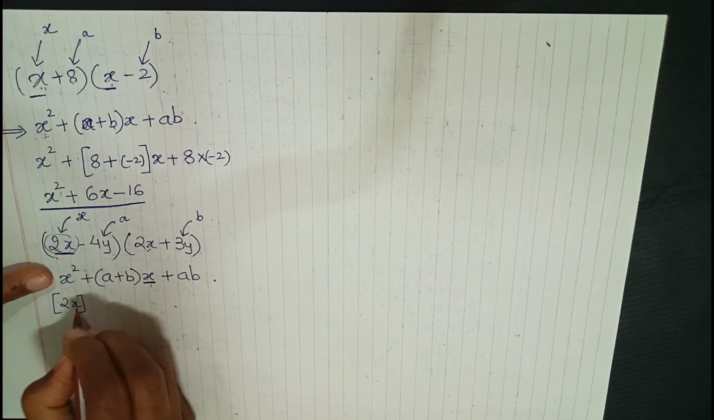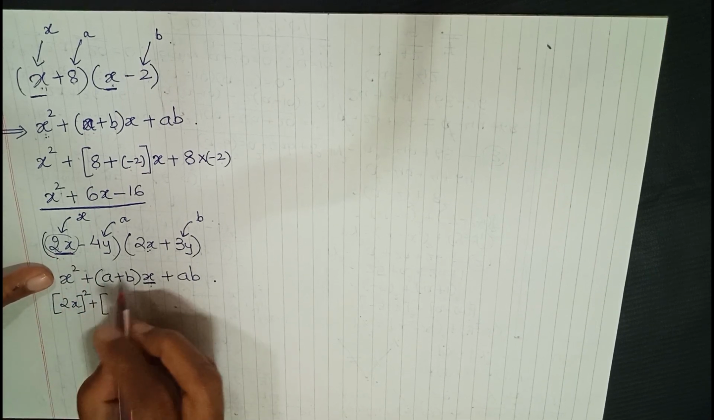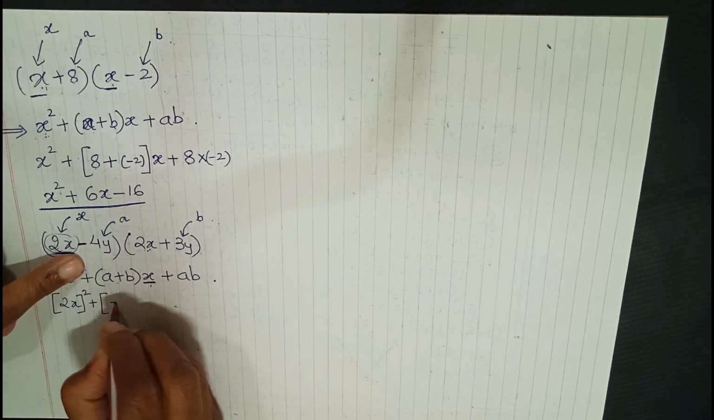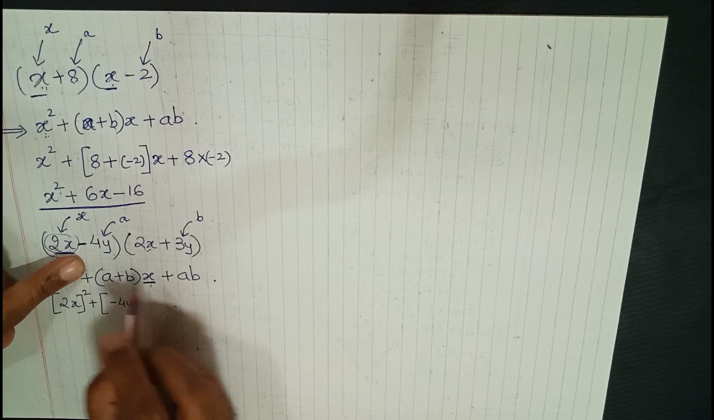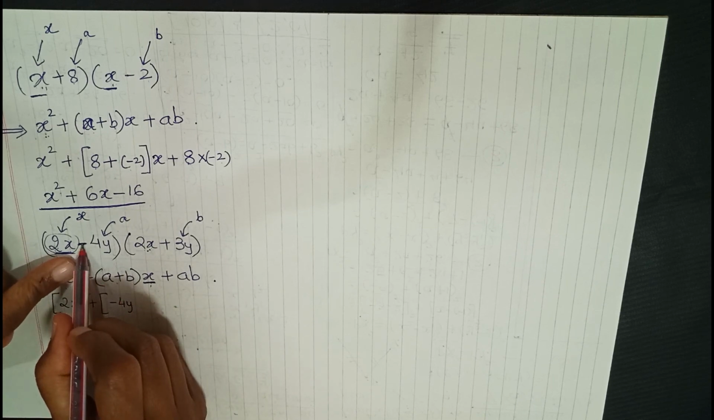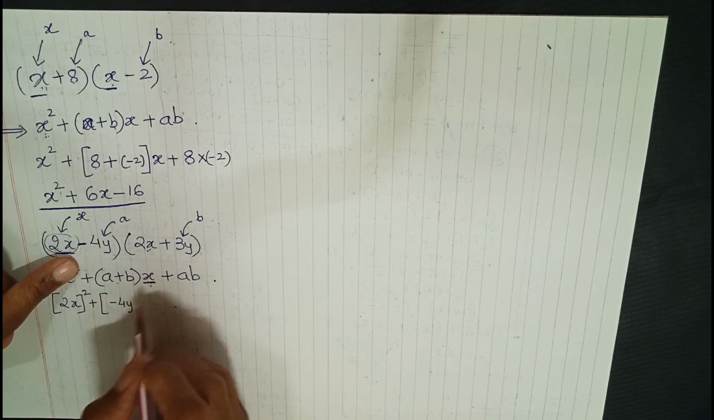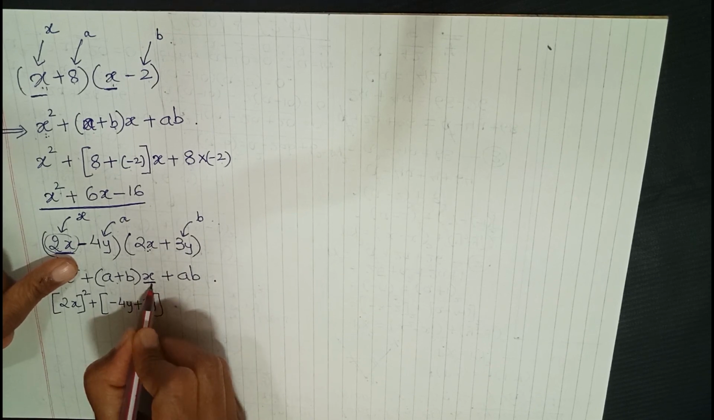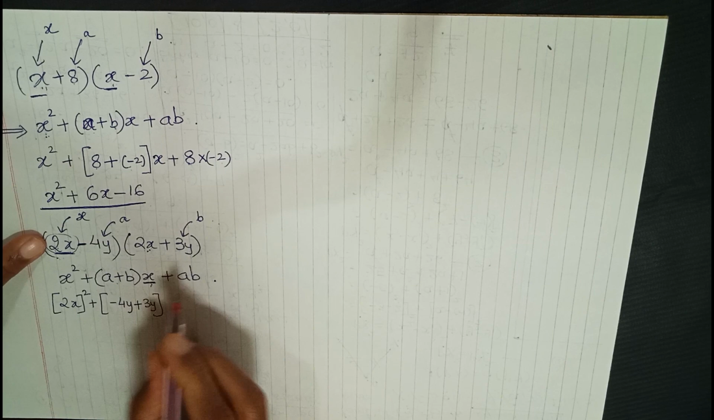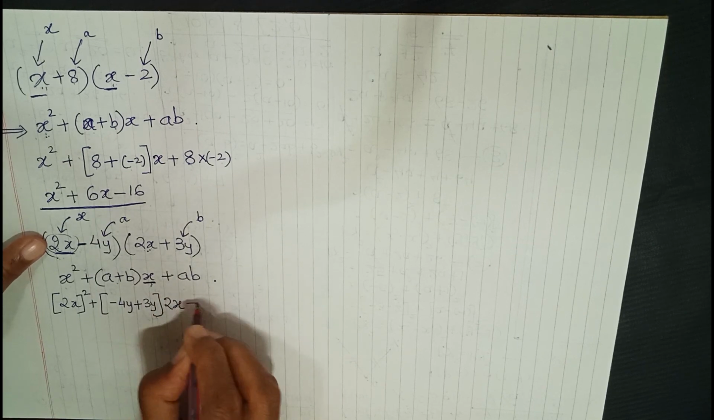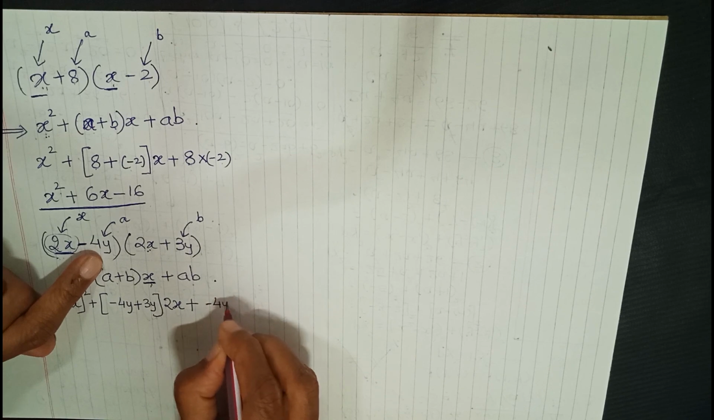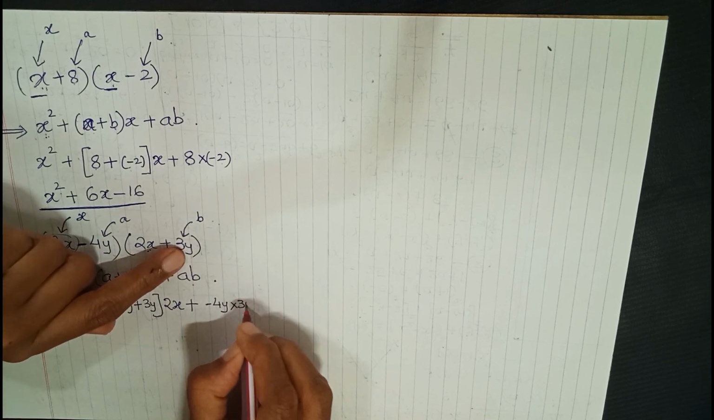So (2x) the whole square plus (a plus b). What is a here now? This is minus 4y. So now here in the bracket you should take the numbers along with the signs. And b is 3y, multiplied by x. x is nothing but the first term. First term is 2x, plus a into b. a is minus 4y multiplied by 3y.